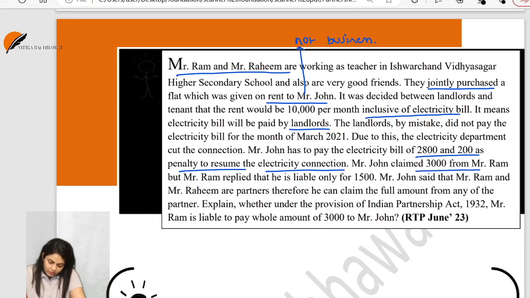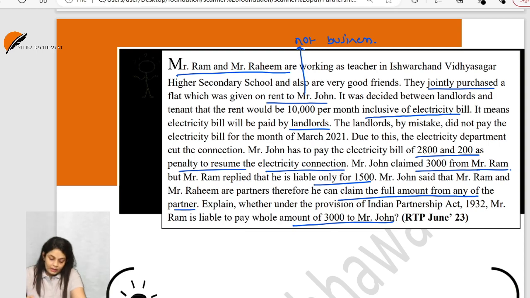Mr. Jones claimed 3,000 from Ram, but Mr. Ram replied that he is liable only for 1,500. Mr. Jones said that Mr. Ram and Mr. Rahim are partners, therefore he can claim the full amount from any one of the partners. Explain whether under the provisions of the Indian Partnership Act, Mr. Ram is liable to pay the whole amount of 3,000 to Mr. Jones.